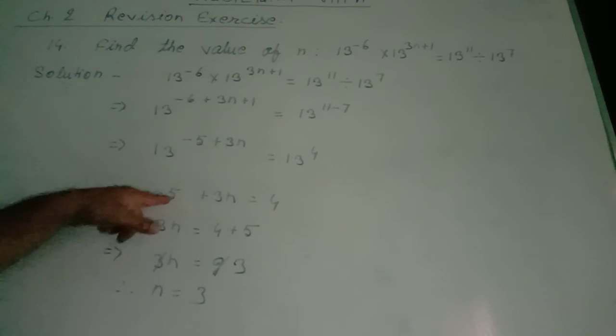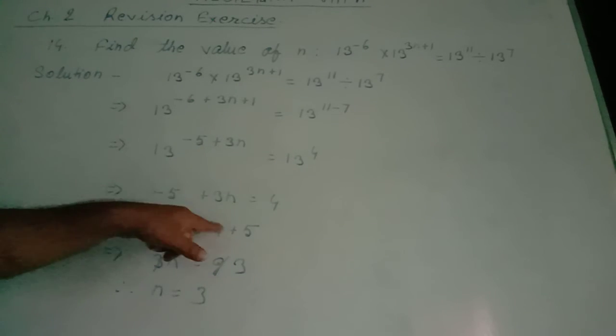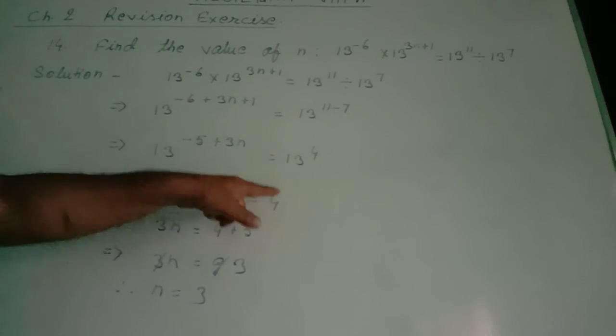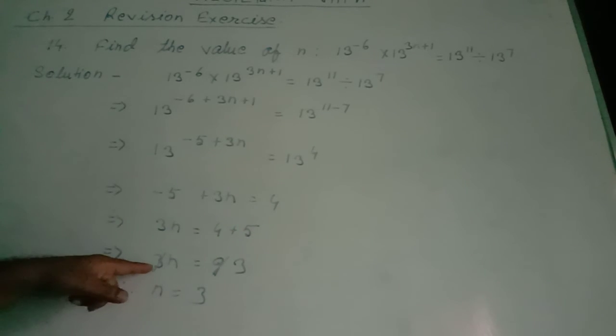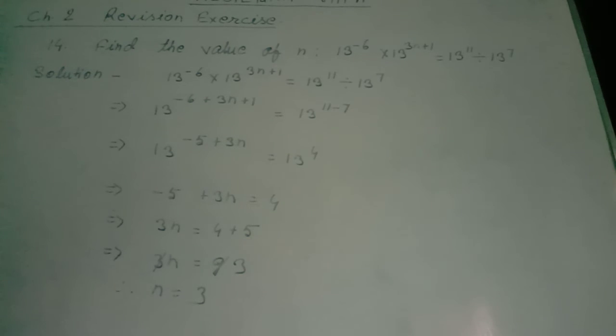Minus 5 plus 3n equal to 4. So 3n equal to 4 plus 5. By the rule of transposition, minus 5 will go that side, there will be plus 5. So this 3n equal to 9. 3 3s are 9, so n equal to 3. That is the answer.